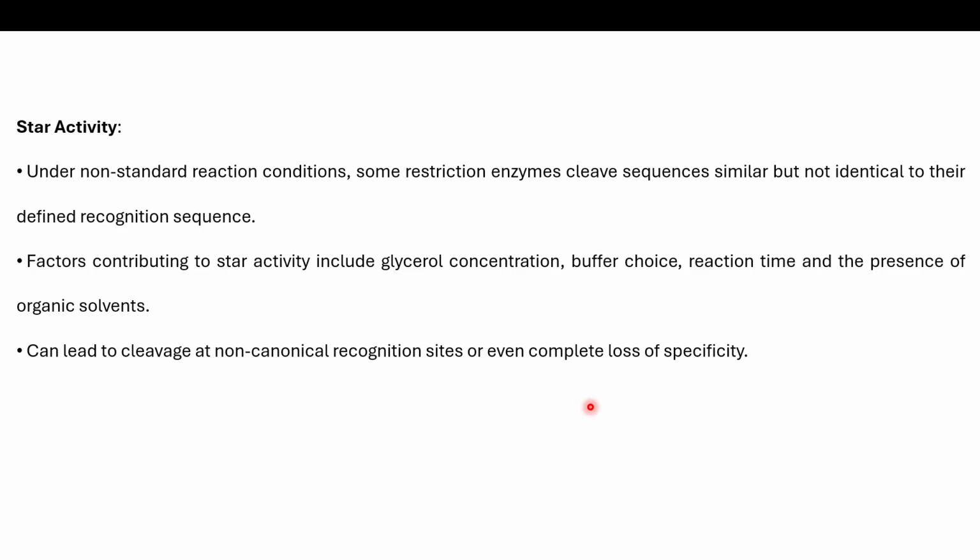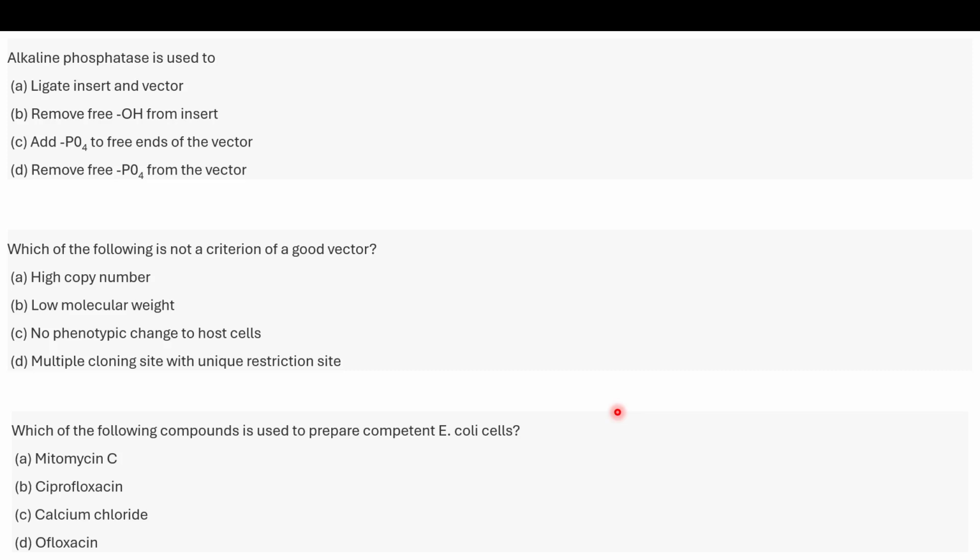So while performing your particular experiment or while setting a restriction enzyme reaction, one should be careful, because usually these are ordered from the companies and they have a proper protocol or defined optimum time range, optimum temperature range where the enzyme is showing optimum function. If we deviate from that, if we increase the incubation time too much or increase the temperature too much, it will lead to either star activity or complete loss of specificity. Your reaction won't work.